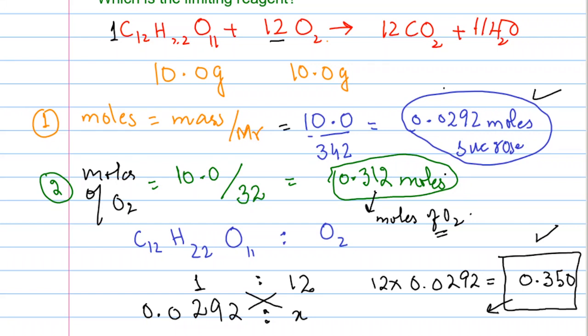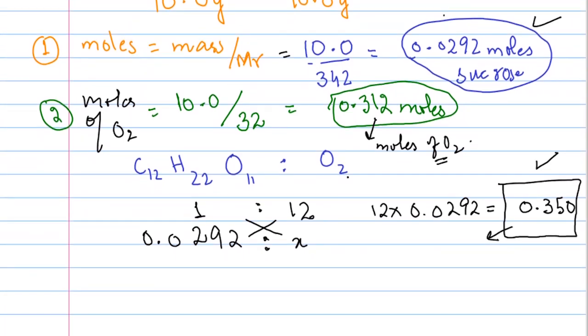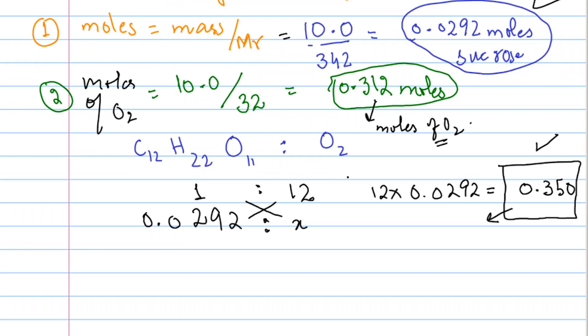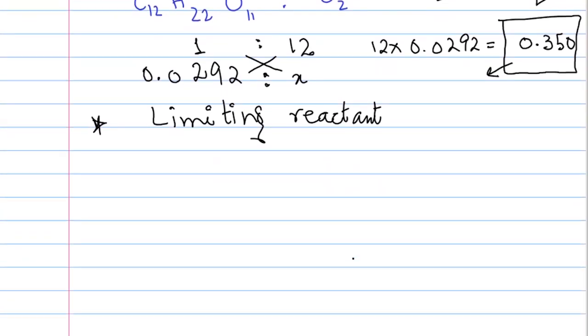So in this case 0.350 is greater than 0.312, so we have less oxygen here. We can say that the amount of oxygen in this reaction is less and is all used up. The reactant which is less and totally used up in a reaction is called the limiting reactant. So this is the way you learn how to calculate the limiting reactant. There are some more, slightly advanced examples of how to calculate the limiting reactant.